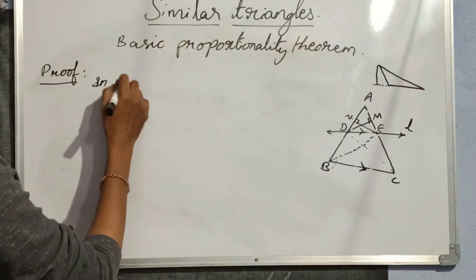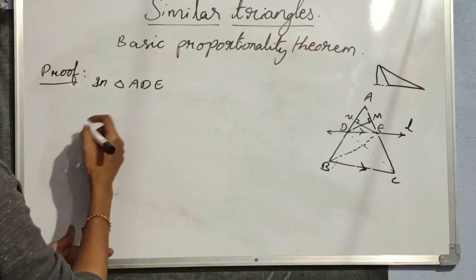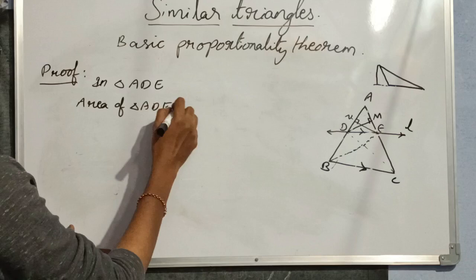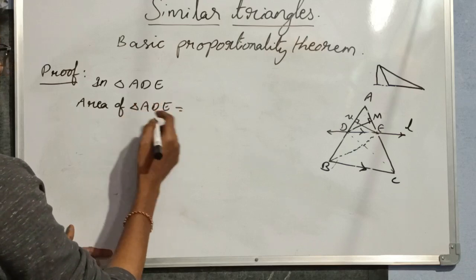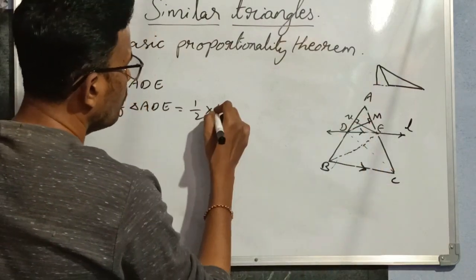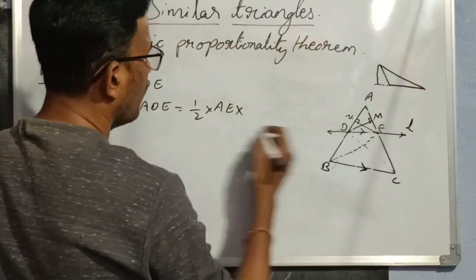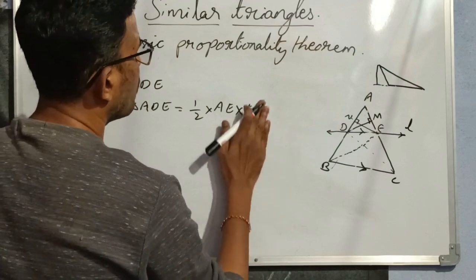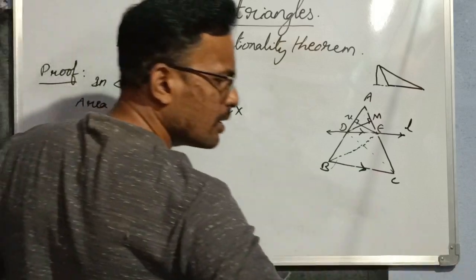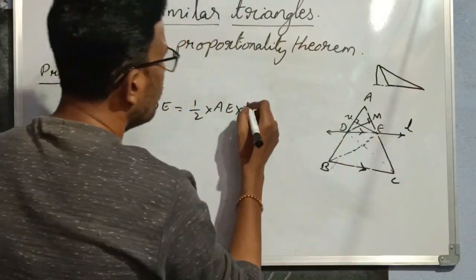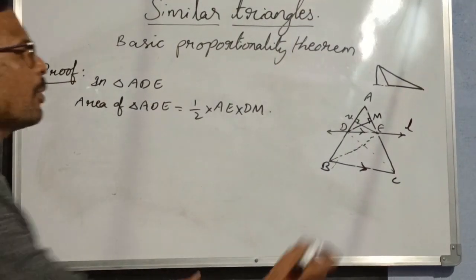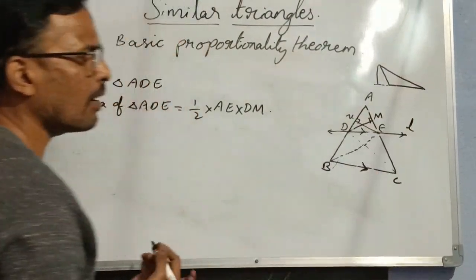Again, area of triangle ADE is equal to half into, now the base I should change, AE, into height. Wait, sorry, now the height should be changed. What is the perpendicular if I see from here? DM, no? So write DM. AE is the base and DM is the height.